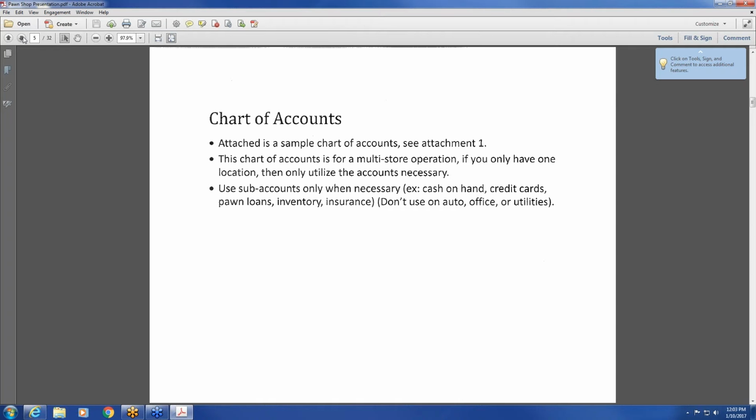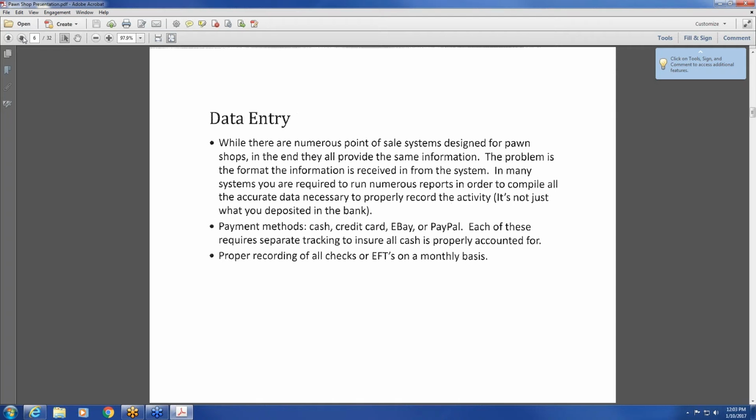And so I attached a sample of that, which you can take a look at and see if there's anything in there that would be applicable to you and help you out.